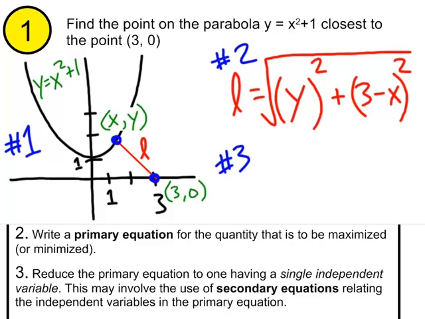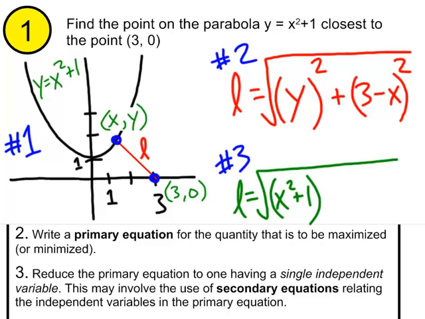And if I plug it in to the primary equation, I'll get x squared plus 1 instead of writing out the y. I replace y with x squared plus 1, square that, and add it to 3 minus x quantity squared. And there is my primary equation written in terms of a single independent variable.